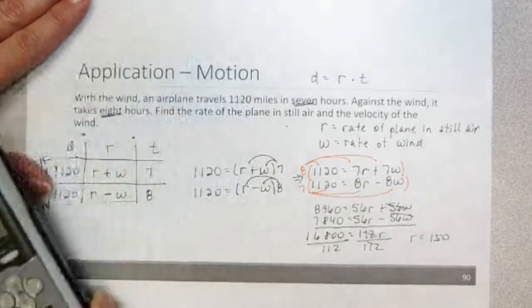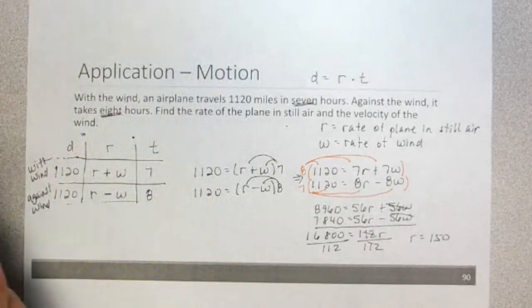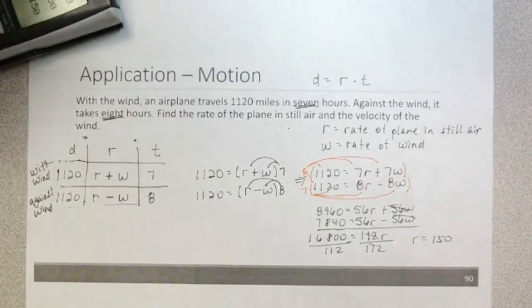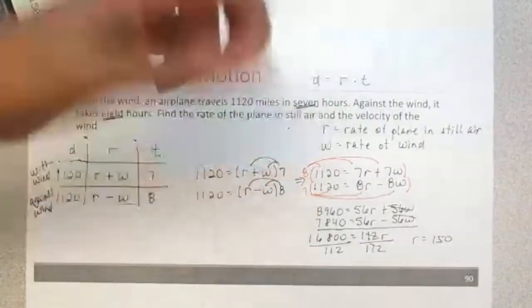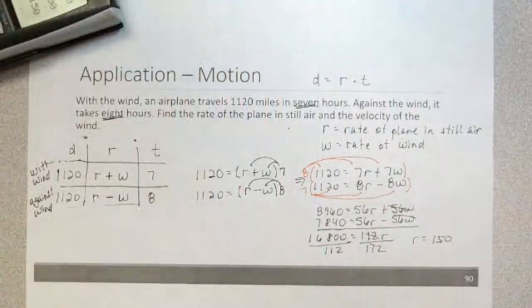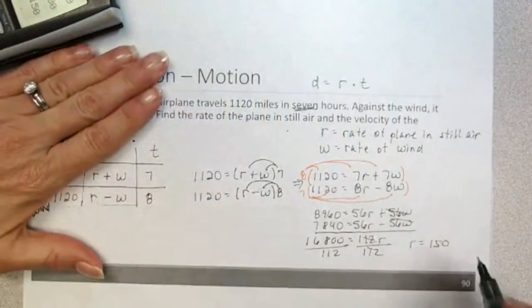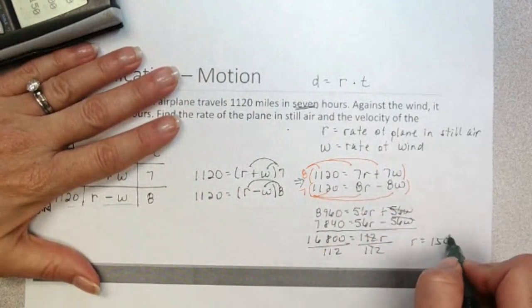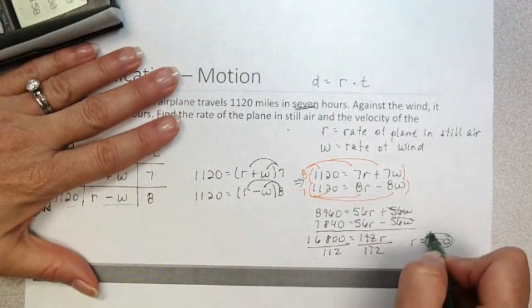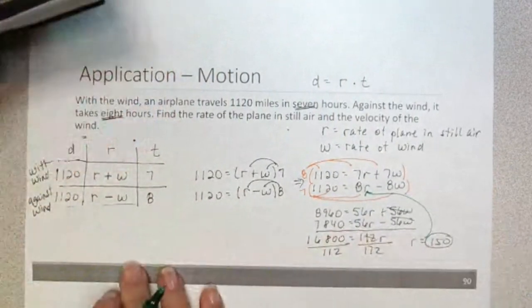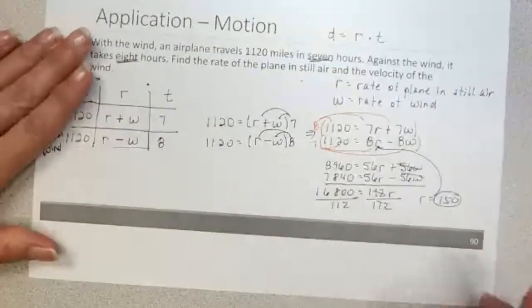So I've got that rate of that plane in still air, but I need to know something else too. I also need to know the velocity of that wind. Well, how am I going to find the velocity of the wind? Let me just plug that R into one of those equations. So which one can I plug that into? Doesn't matter. Here, I'll use that bottom equation. It's the closest one. I'll just put that 150 in there for R. Okay, I'm kind of out of room. Maybe I'll just move this up and write it down here.